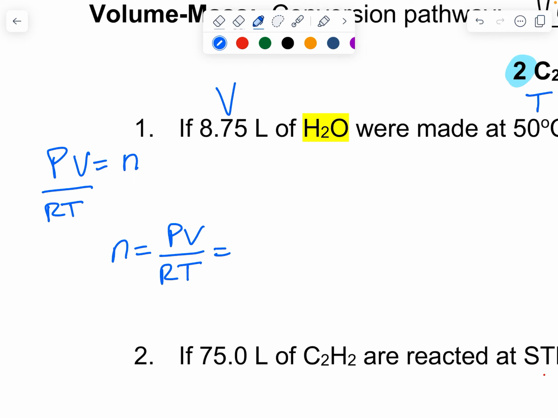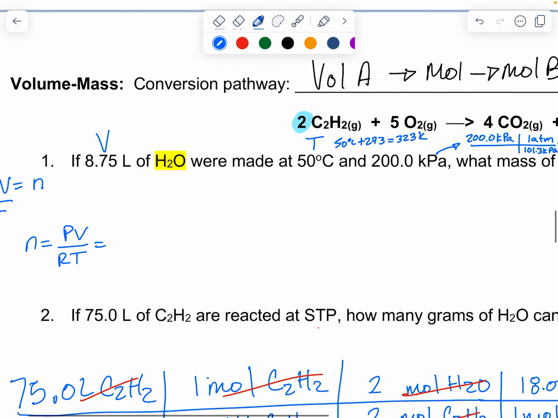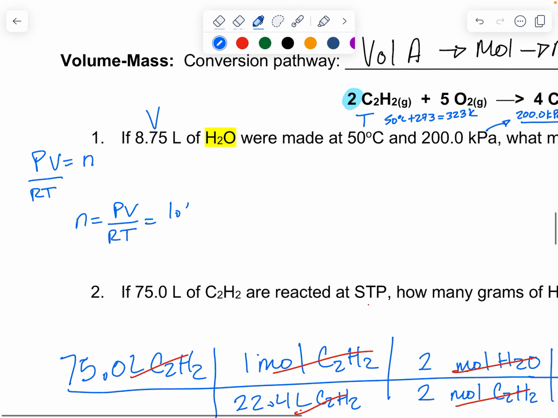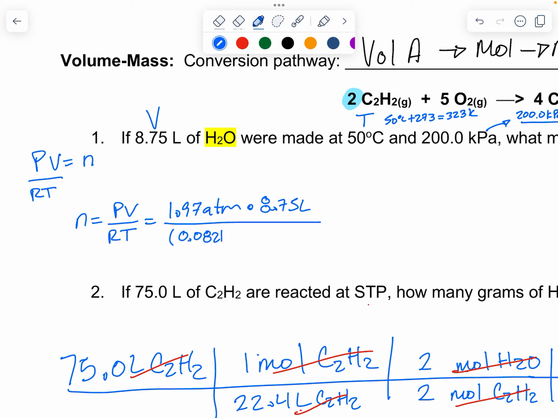So pressure. Let's plug everything in. Pressure was 200 kPa, but now it's 1.97 atmospheres, 1.97 atm. We're going to multiply by the volume. It looks like it is 8.75 liters. The R value is 0.0821, and that is atm times liters over moles times Kelvin. And then temperature, we calculated was 50 degrees Celsius, but we need that in Kelvin, so 323 Kelvin.